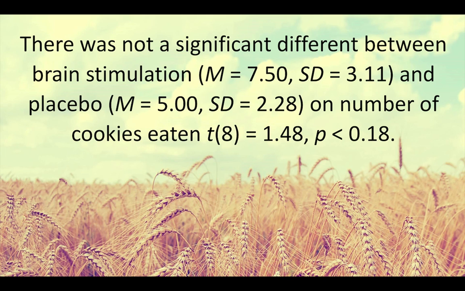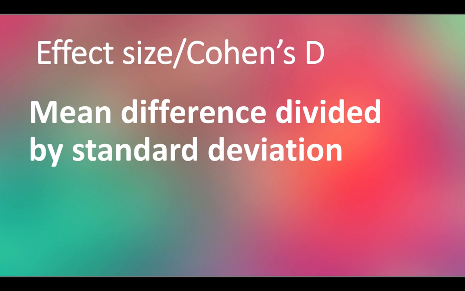Finally, the orange circle shows the mean difference, and the purple circle shows the standard error difference. There was not a significant difference between brain stimulation and the placebo on the numbers of cookies eaten. To write it up, you'll want to put it exactly like this, including the letters that I've italicized and what's capitalized and what's not. Don't get creative, just write it exactly like this.